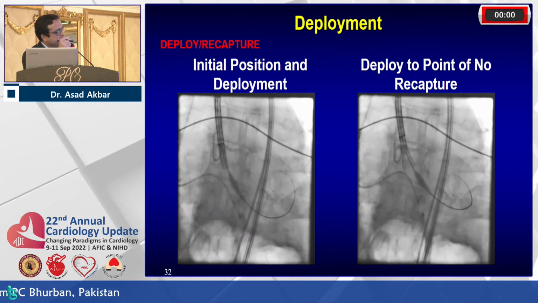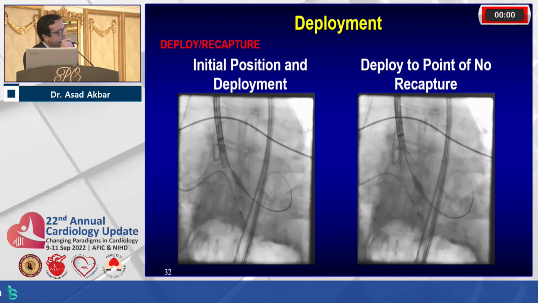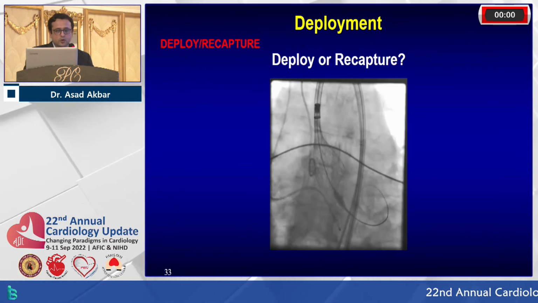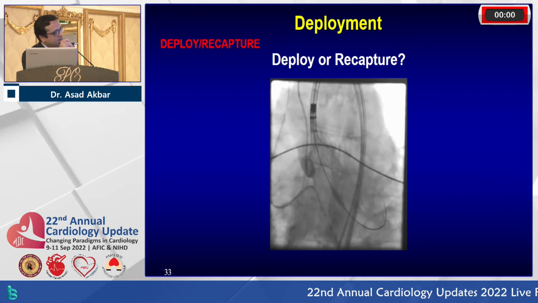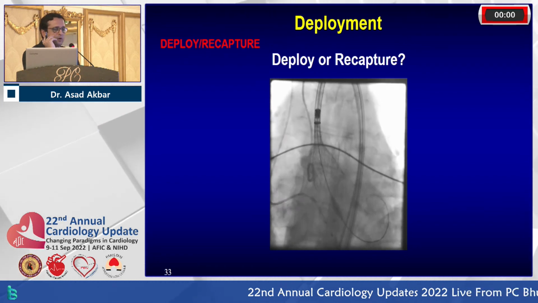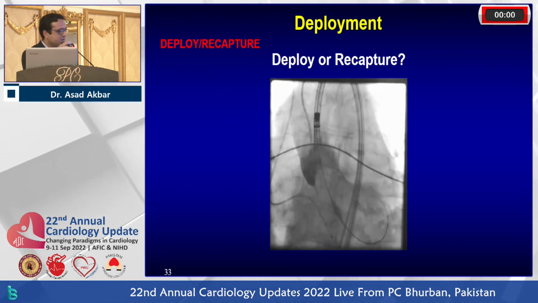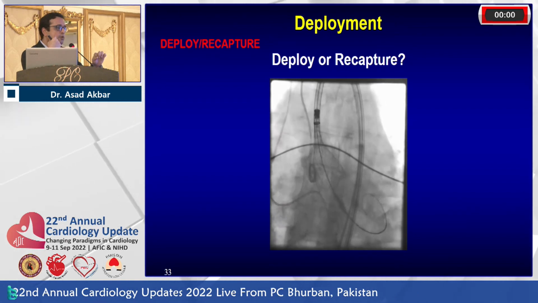We start initially, pigtail is in the non-coronary cusp. We are injecting to make sure our position is great. So we come up to the point of no deployment, which is almost 2/3 deployment. At this point, the leaflets are open. And once the leaflets are open, you do not have an obstructed aortic valve. So until the leaflets open, which is 2/3 deployment, you're actually occluding the aortic orifice.